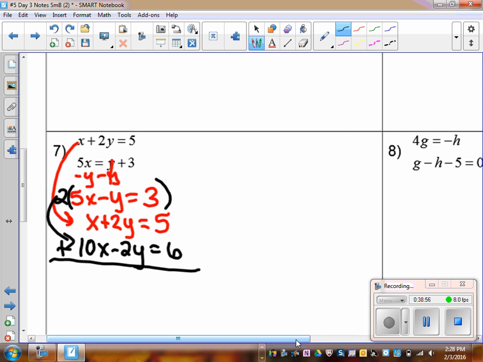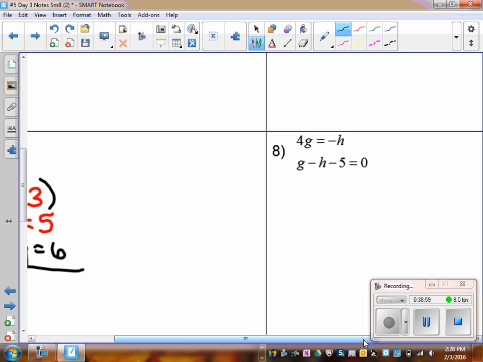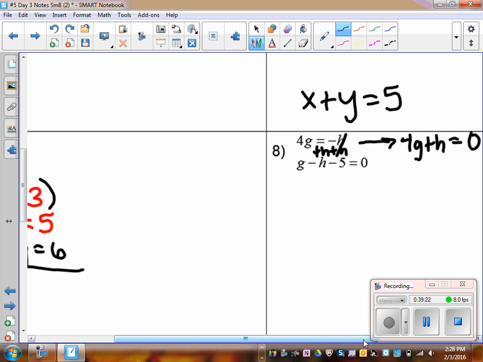Okay, so then let's do number 8 to make sure we get that set up correctly. I normally have x, y equals some number, right? So I have my g's, I need to move my h over, so add h to both sides. So this becomes 4g plus h, and negative h plus h cancel, that's just 0. Alright, and then for my bottom one, I have g, I have h, but my 5 should be on the other side of the equals, so add 5. So negative 5 and positive 5 cancel out. So this becomes g minus h equals positive 5.